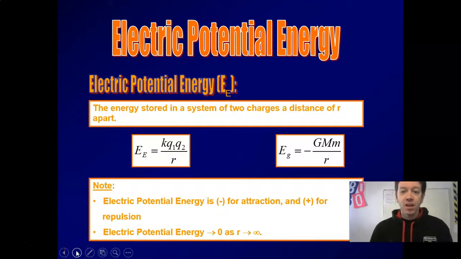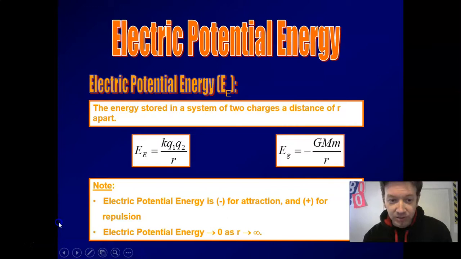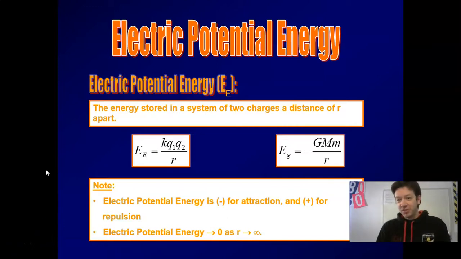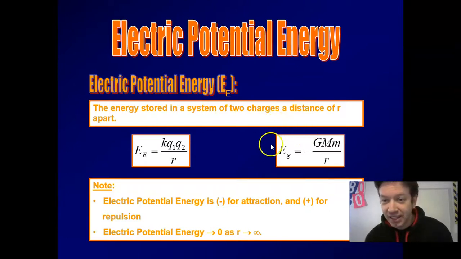Again, I'm going to compare this with gravitational energy. If you remember when we did gravitational potential energy, in general, we had this formula here. I'm circling gravitational potential energy. For gravitational potential energy, it was always negative because you were bound towards something in that gravitational well. For electric potential energy, it could be negative or it could be positive.